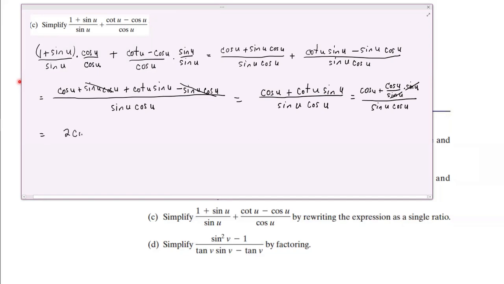So I'll write that as 2 cosine u over sine u cosine u. Okay, and now I can divide the cosine u factor into itself, and I end up with 2 over sine u.